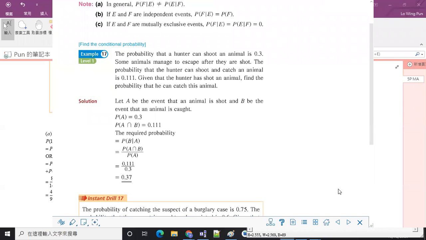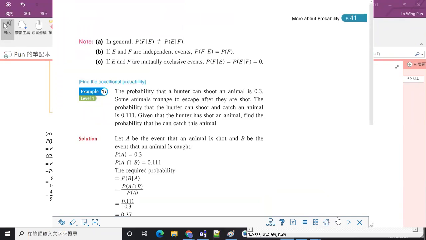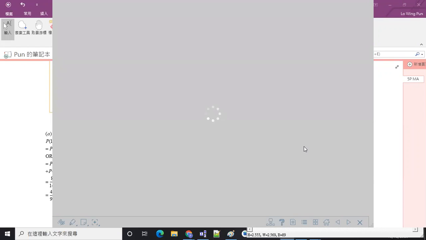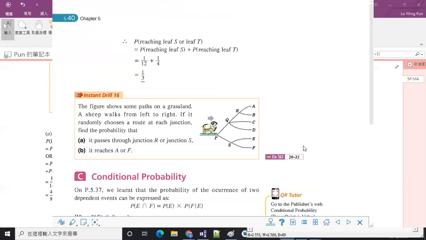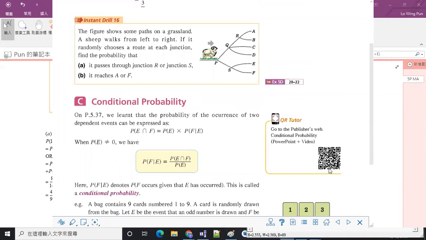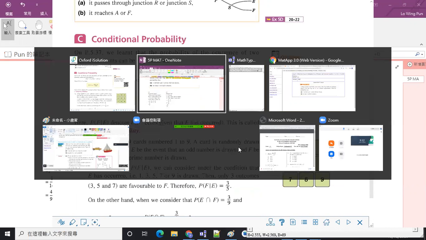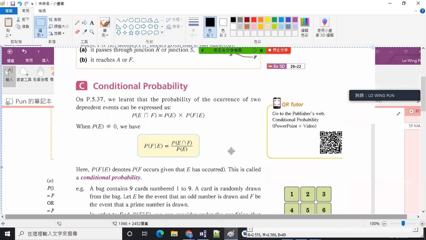Okay, there is one more formula you need to learn. Just one more formula in this chapter. Let's go and see if the book has written that formula. Yes, this is page 5.40. This one is the so-called conditional probability. Please highlight this formula.